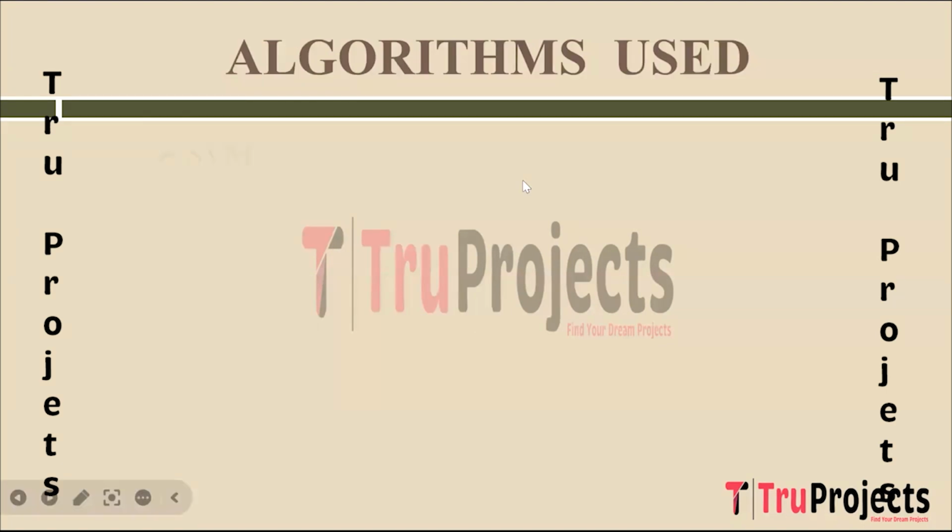Algorithms used. To implement this project, we have utilized the following algorithms. The first algorithm is SVM, Support Vector Machine. SVM is a supervised learning algorithm used for classification tasks. It works by finding the optimal hyperplane that best separates different classes in a high-dimensional space. In network security, SVM can classify network traffic as either malicious or benign based on learned patterns and feature representation. SVM is known for its effectiveness in handling high-dimensional data and its ability to handle both linear and non-linear classification tasks with appropriate kernel functions.